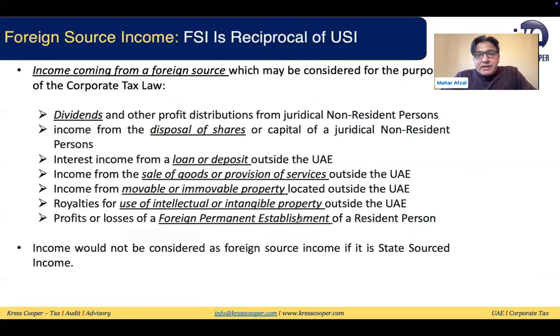Now, what are the various examples of the foreign source income? You are getting dividend, income from the disposal of shares, deposits, loan, interest, activities performed out of the UAE. These are the various examples of the foreign source income. As I mentioned earlier, foreign source income is a reciprocal of UAE sourced income.